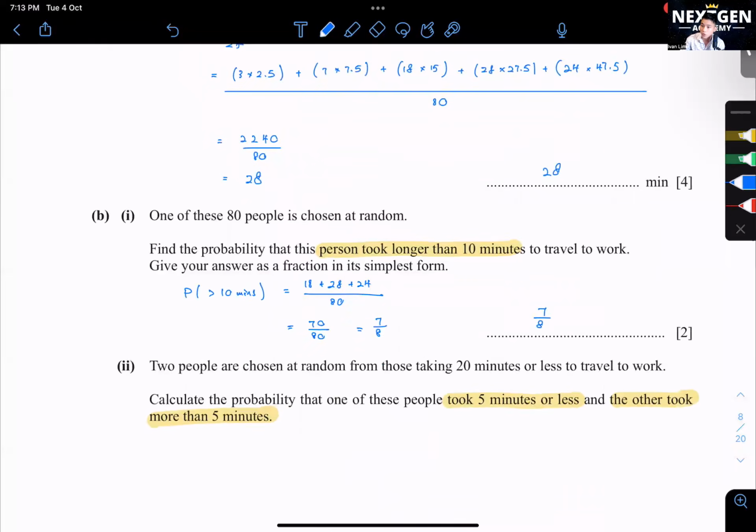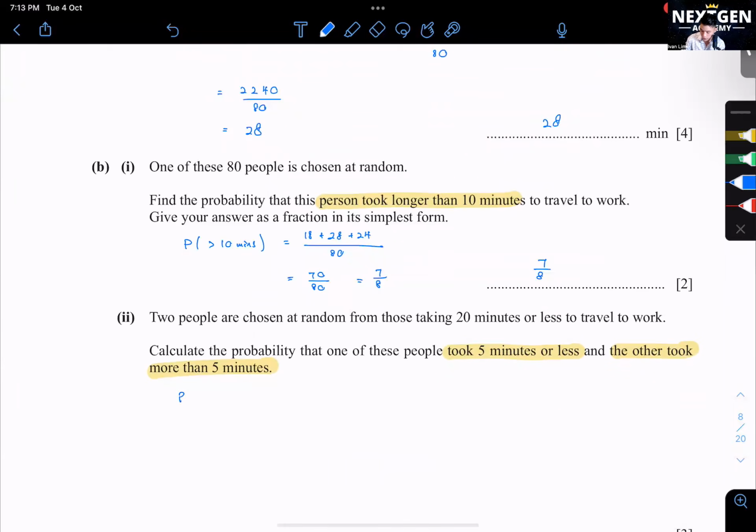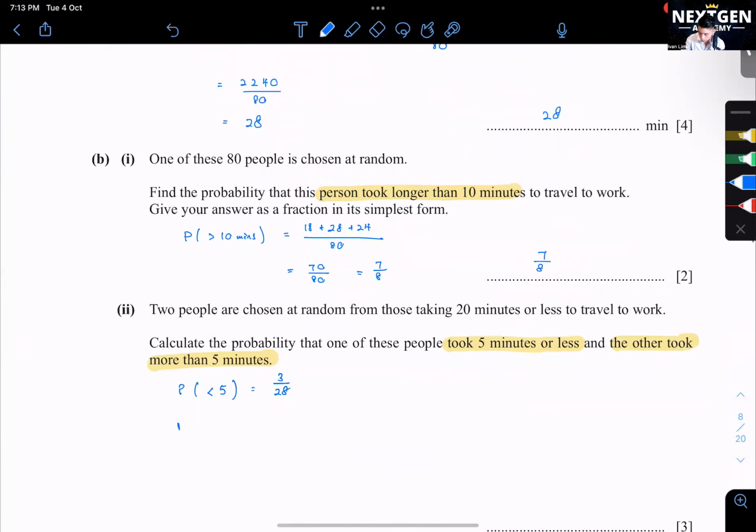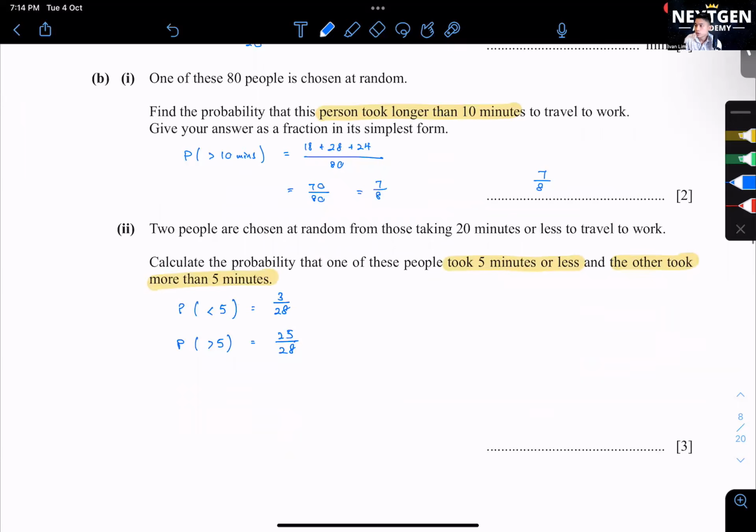So we will take it like this. P less than 5 is 3 people over 28. P more than 5 is 25 over 28. One of these people took 5 minutes or less and the other took more than 5 minutes. So you might choose from the 5 minutes first, then after that the more than 5 minutes, and then the other way around. So you need to multiply it by 2.